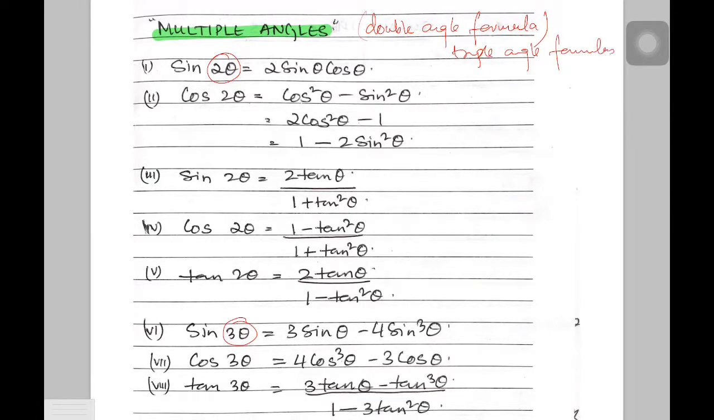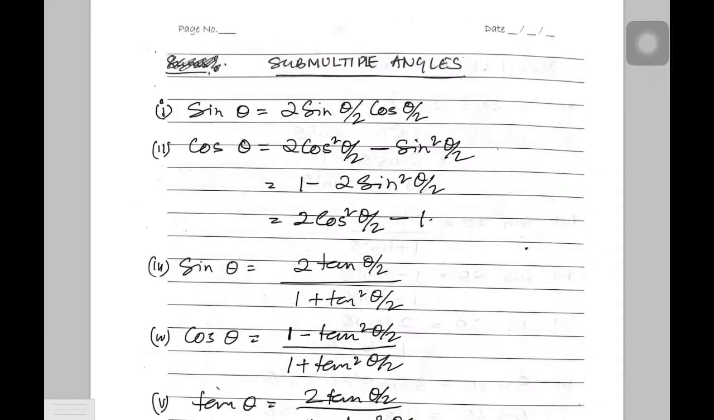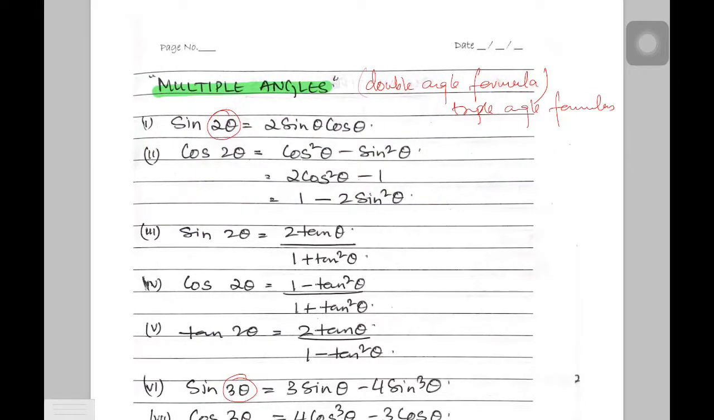As well as we'll have half angle formulas on the other side. So here as you see, submultiple angles or half angle formulas. Here we call them submultiple formulas, because the theta has been made into theta by 2, correct? I'll show you the relationship between these two. It's a very easy formula. So let's start with the first formula.